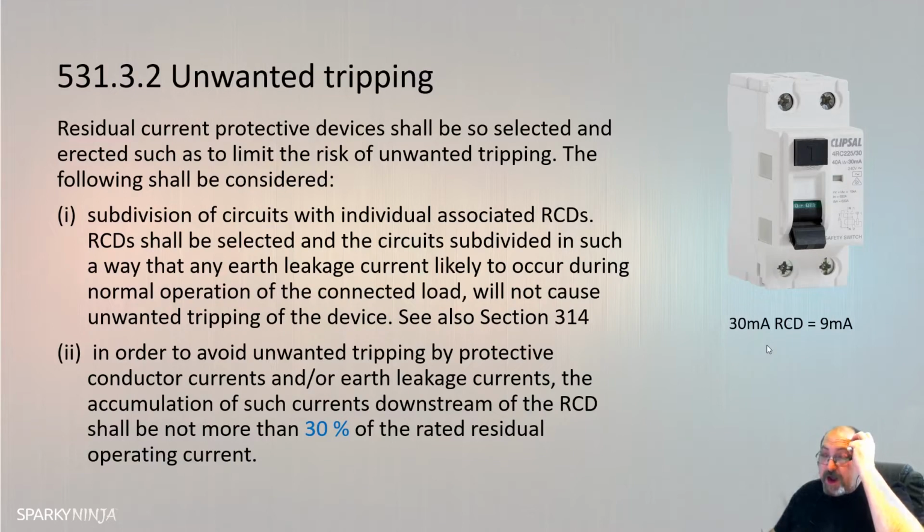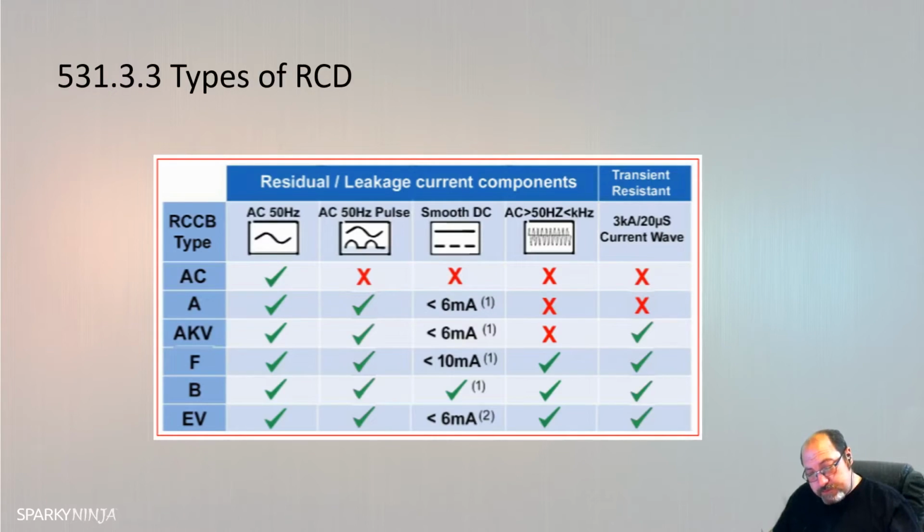We then have types of RCD. Different types of RCD exist. It's funny because a lot of electricians don't really think much about it. They just buy the stuff off the shelf, the typical AC RCD here. Depending on their behaviour in the presence of DC components and frequencies, the appropriate RCD shall be selected from the following, and it gives you a bit of a list.